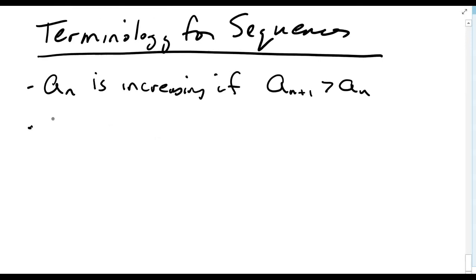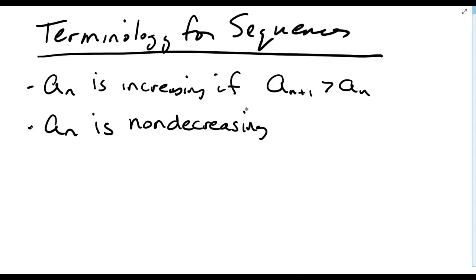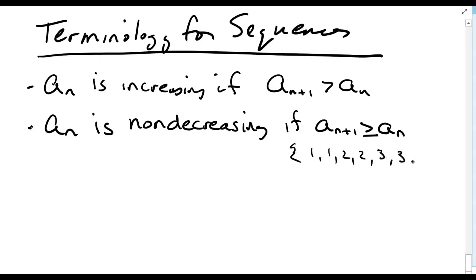Now, this is where it gets tricky. The word non-decreasing, which is different than increasing, by the way. If a_(n+1) is greater than or equal to a_n. Non-decreasing. This is because you can literally have, an example would be, 1, 1, 2, 2, 3.